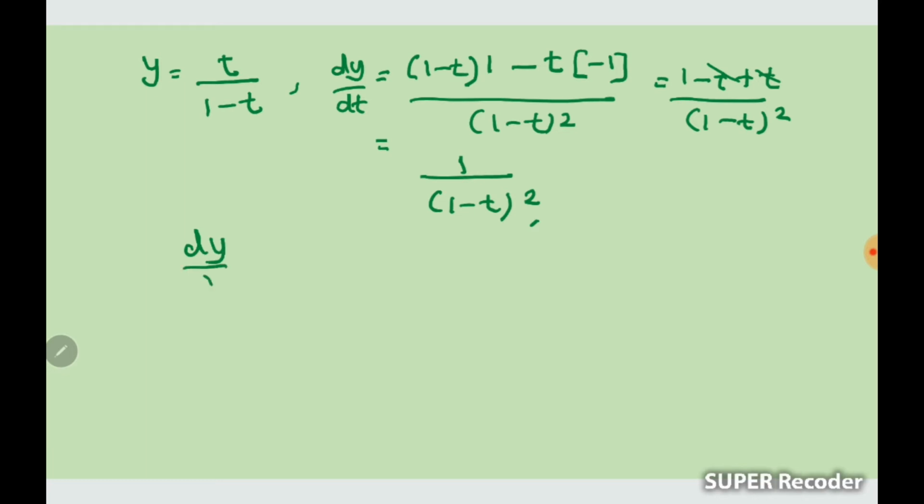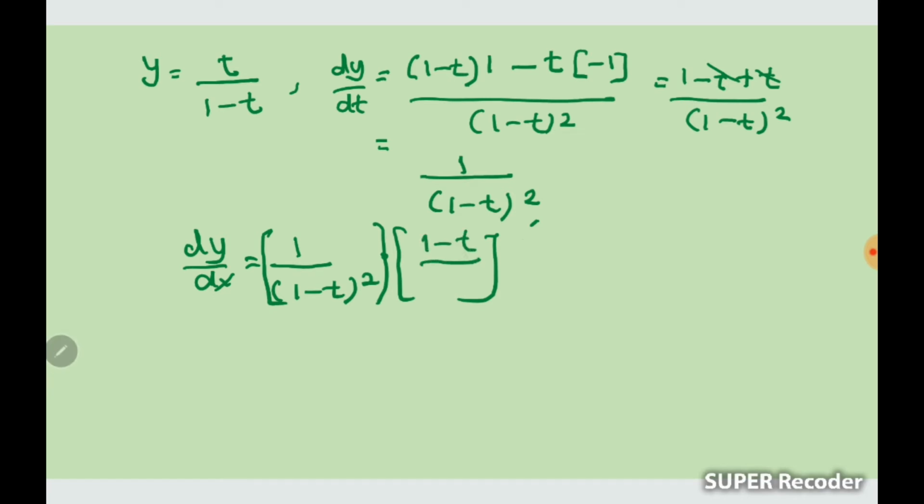Therefore, dy/dx is equal to dy/dt, that is 1 over (1 minus t) squared, multiplied with dt/dx. What is dt/dx? dt/dx is (1 minus t) over 4. Therefore, simplify, you will get 1 over 4. The (1 minus t) you can cancel out here. So 1 over 4 over 1 minus t.